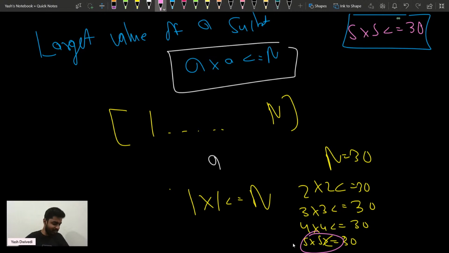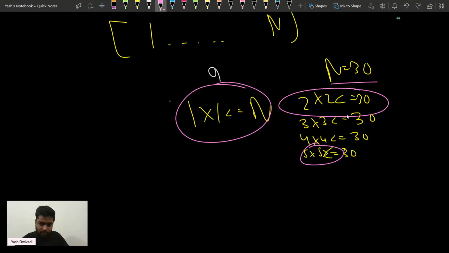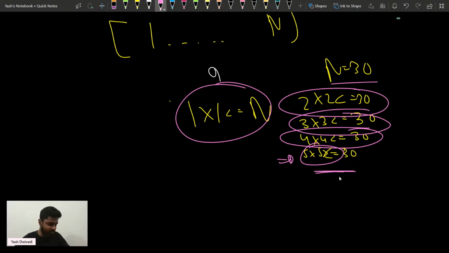Correct? Please write yes in the chat. You will tell me that 5 is the answer, because 1 into 1 is less equal to 30, let's say n is 30, 2 into 2 is less equal to 30, 3 into 3, 4 into 4, and 5 into 5 are less equal to 30. So you'll tell me that 5 is the answer. Please write 5 in the chat, everyone, and then I'll proceed further.